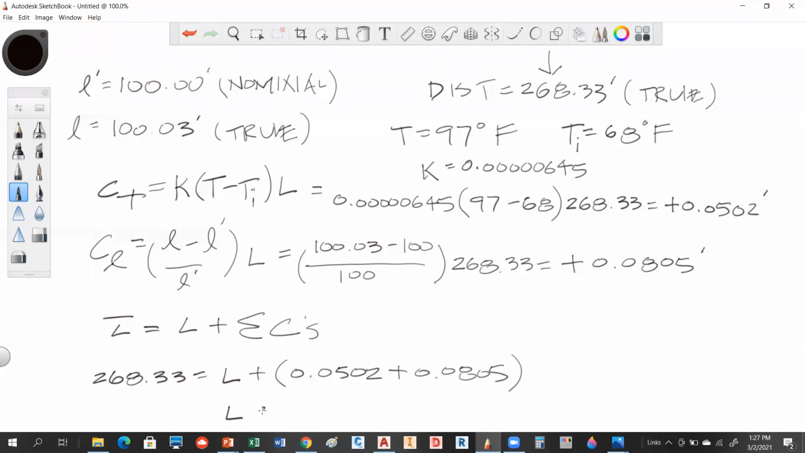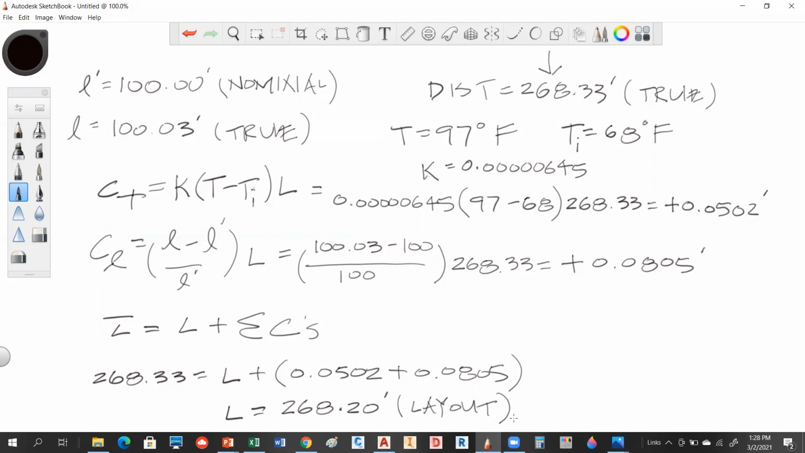So when we actually measure this in the field, let's see what we come up with. You're actually going to, in the field, measure a distance of 268.20, essentially, with your steel tape. That's your layout distance. Okay.